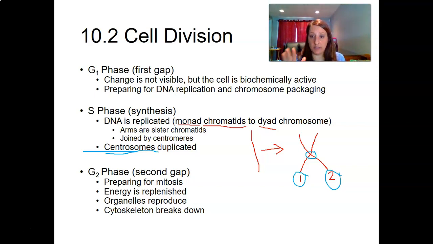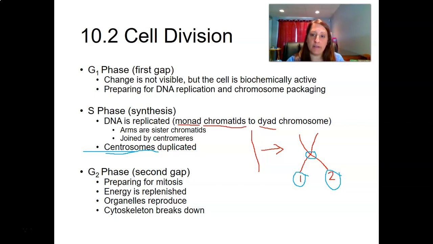During G2, we're still in interphase. This is all still before mitosis. G2 stands for the second gap. And here the cell is going to prepare for mitosis. So anything that hasn't been replicated, any organelle like mitochondria, or if it's a plant cell chloroplasts, those kinds of structures are going to be copied. Ribosomes, things like that, those are going to get copied.